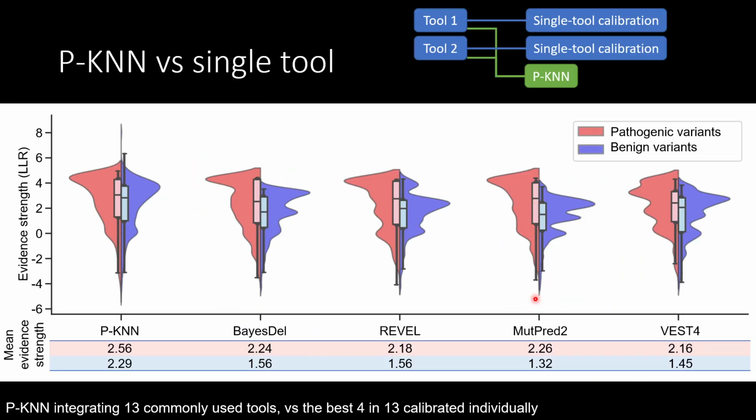Okay, let's see some results. This figure comes from ClinVar 2019 and ClinVar 2020, exactly the same dataset as in the original calibration paper. I post the 4 best single tools and their evidence strengths here. And we use P-KNN to jointly calibrate all the 13 commonly used tools within that dataset together and find that P-KNN leads to stronger evidence.